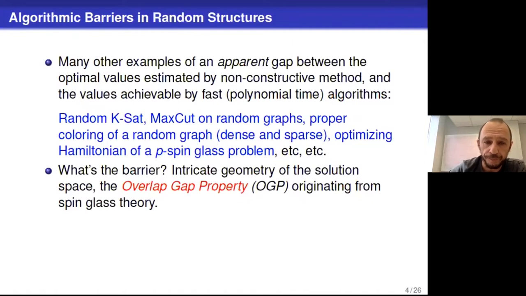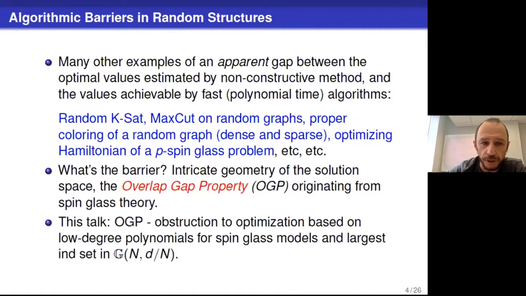So I will introduce the OGP, the overlap gap property, in the context of two optimization problems on random instances. One is the spin glass model that I will introduce, and the other one is familiar, that I just described earlier, the largest independent set problem in a sparse Erdős-Rényi graph. So hopefully the second problem is familiar to some of you. The first problem, on spin glass optimization, I will introduce from ground zero.